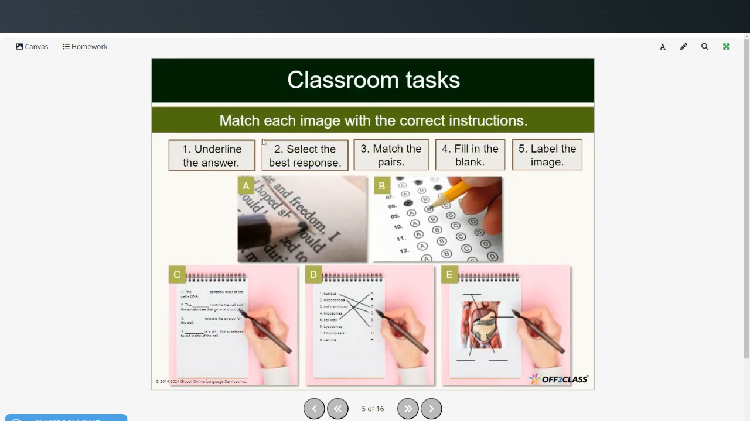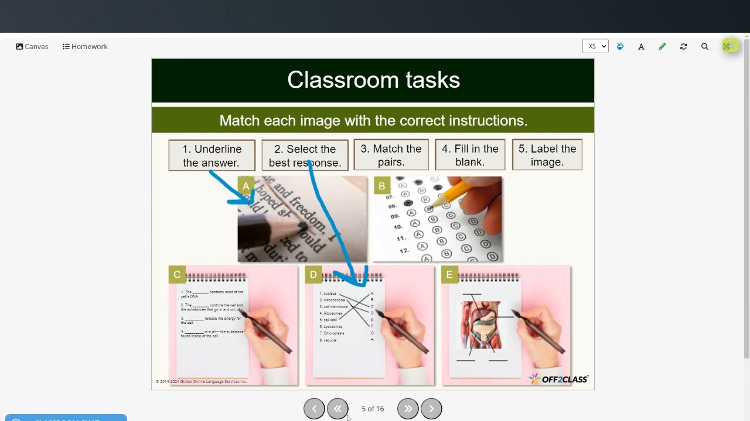All right, now match each image with the correct instructions. Again, you can pause the video, try this on your own, and then restart when you're ready to check the answers. Right, so underline the answer, that would be picture A. Select the best response, that would be picture D.